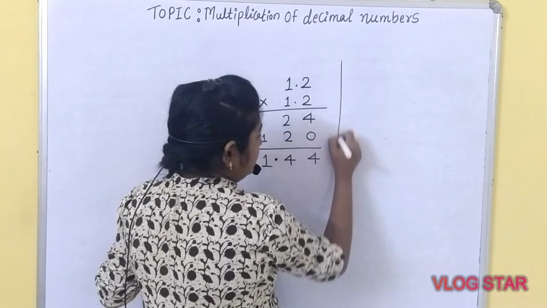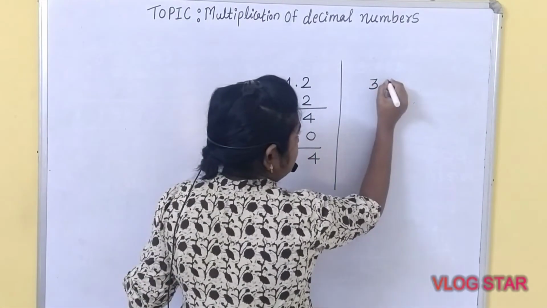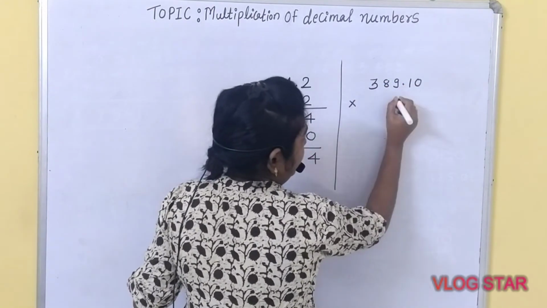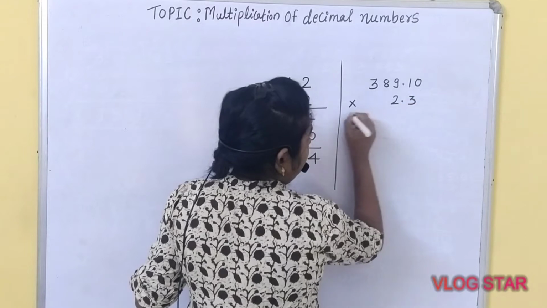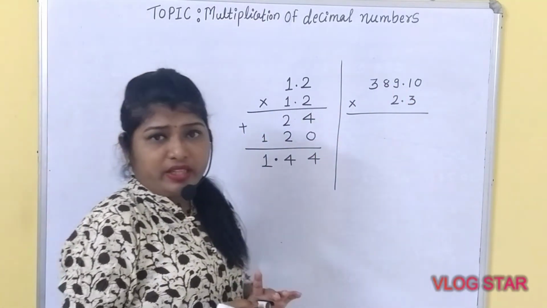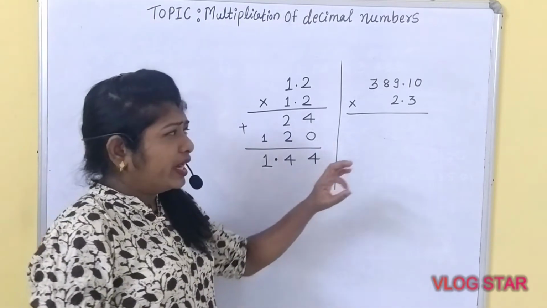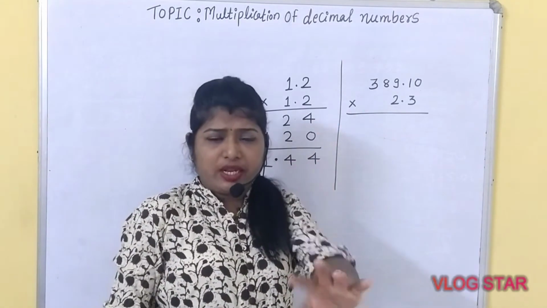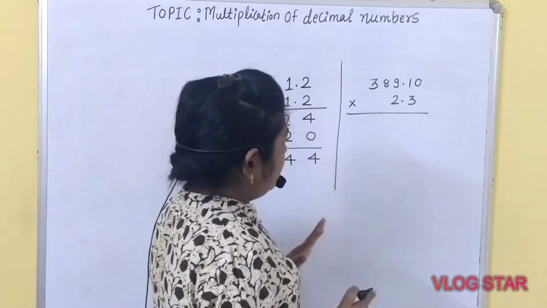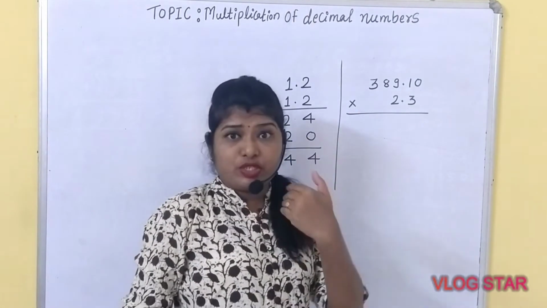I hope you have understood how to perform the multiplication between decimal numbers. Let's consider another example to understand this. If I need to perform the multiplication between 389.10 and 2.3, what I said, forget about the decimal point initially. Simply you need to perform the multiplication. So can you just tell me the answer? Come on, one by one we'll do it simultaneously.